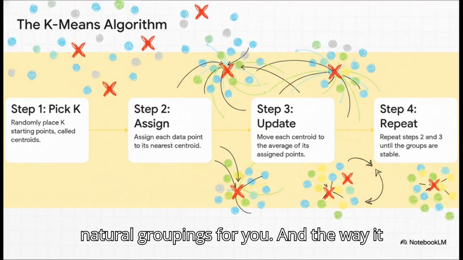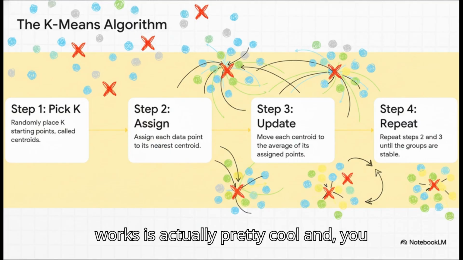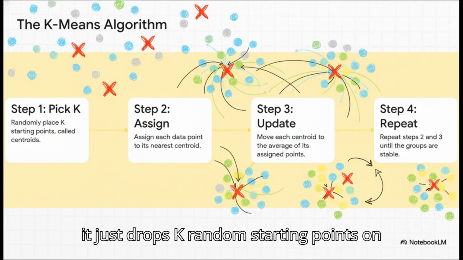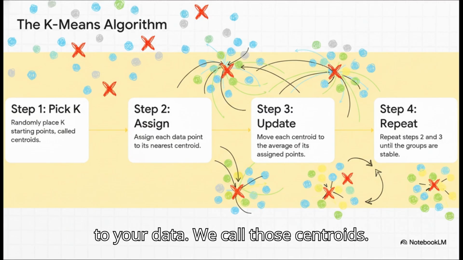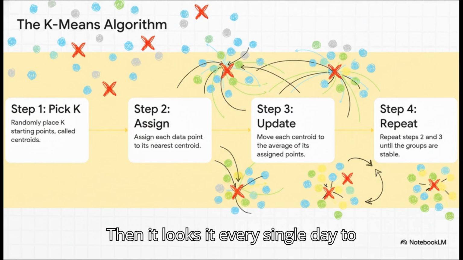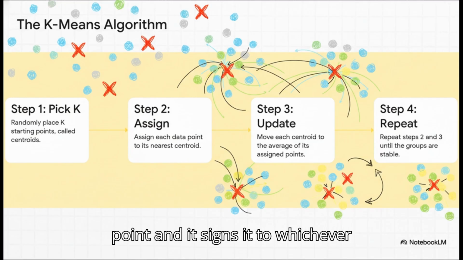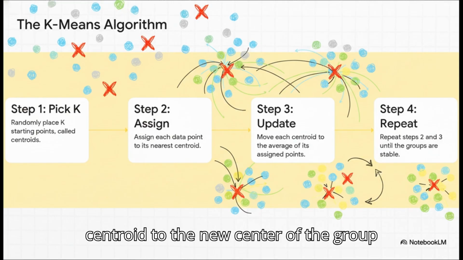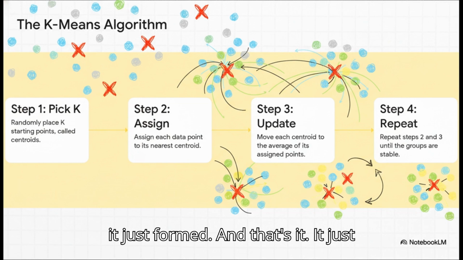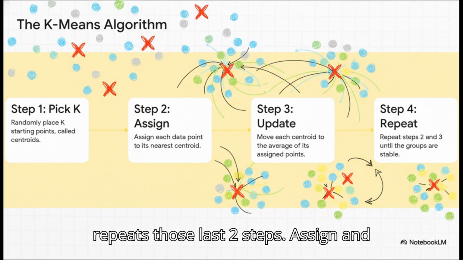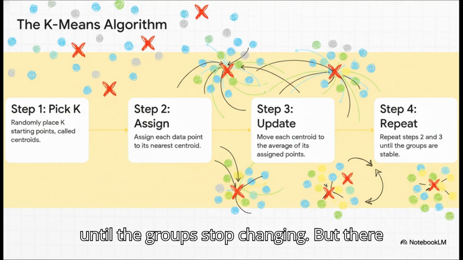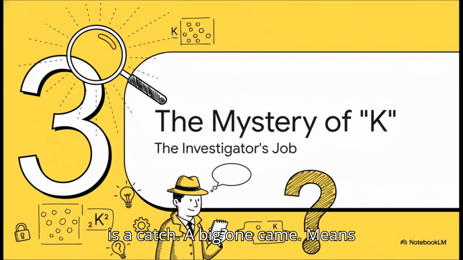And the way it works is actually pretty cool and surprisingly straightforward. First, it just drops K random starting points onto your data. We call those centroids. Then it looks at every single data point and assigns it to whichever centroid is closest. Next, it moves each centroid to the new center of the group it just formed. And that's it. It just repeats those last two steps: assign and move, assign and move, over and over until the groups stop changing.